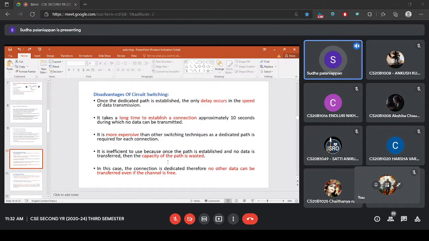And what is the disadvantage of circuit switching? Once the dedicated path is established, a delay occurs in the speed of data transmission, it takes a long time to establish a connection, and it is more expensive than other switching techniques. Let's see what the other switching techniques are, right? Since a dedicated path is required for each connection, if you need n connections, then you need to provide n dedicated paths, so it is more expensive, and the capacity of the path is wasted when you want to share only a small amount of message, right?